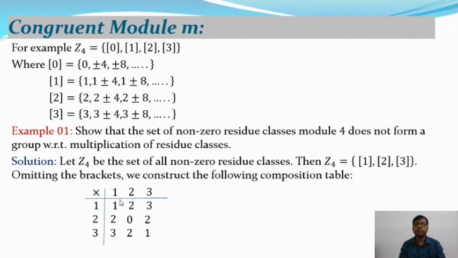So 1 into 1 is 1, 1 into 2 is 2, 1 into 3 is 3. 2 into 1 is 2, 2 into 2 is 4, and in Z4 it is equal to 0. 2 into 3 is 6, so modulo 4 we get 2. 3 into 1 is 3, 3 into 2 is 6, that means 2. And 3 into 3 is 9, so after dividing by 4 we get 1, that means 9 minus 1 is equal to 8, so 9 is equivalent to 1 modulo 4.